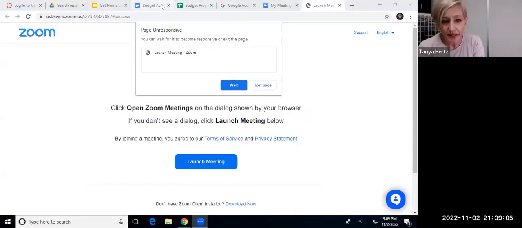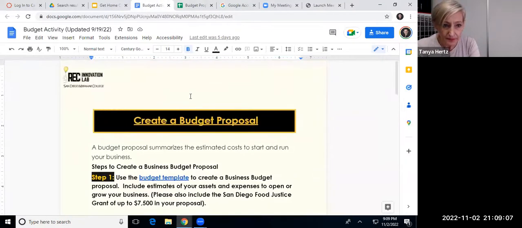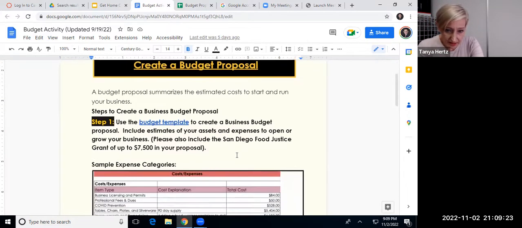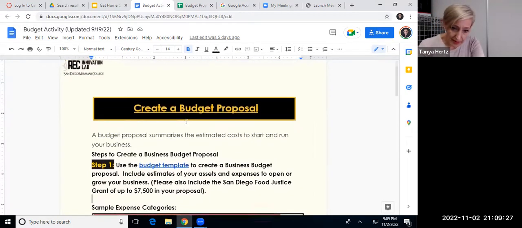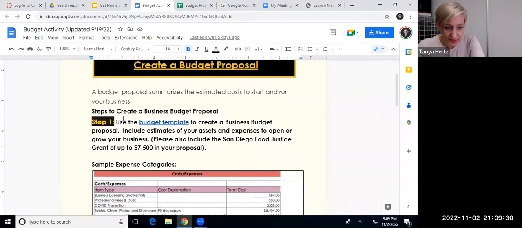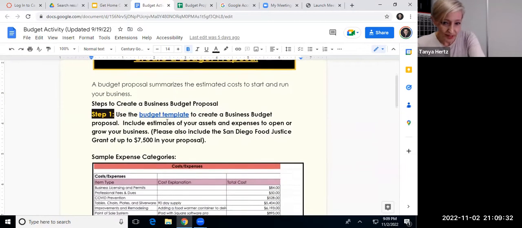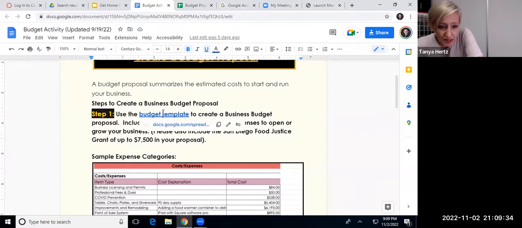We are going to now talk a little bit about this budget activity, the budget proposal for the financial planning assignment this week. If you log into your Canvas and open up the budget activity, you can see it takes you step by step through creating a budget proposal. So you'll open up that assignment, and the first step is to use the budget template to create a business budget proposal. So click on that template there.